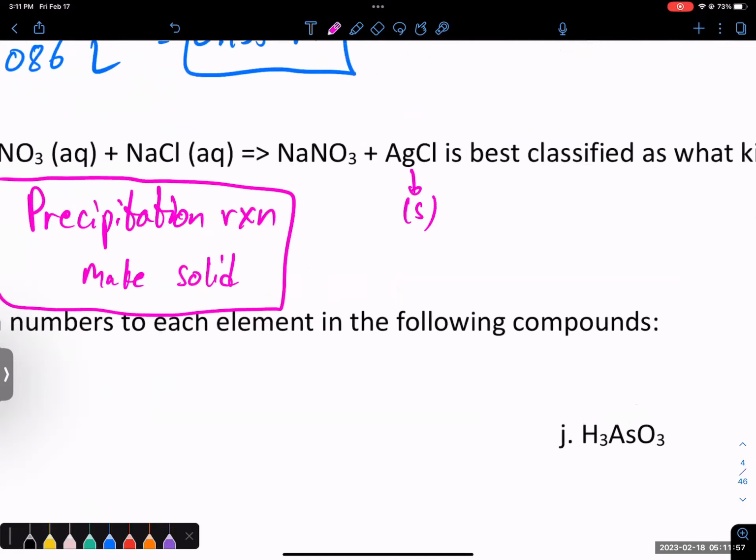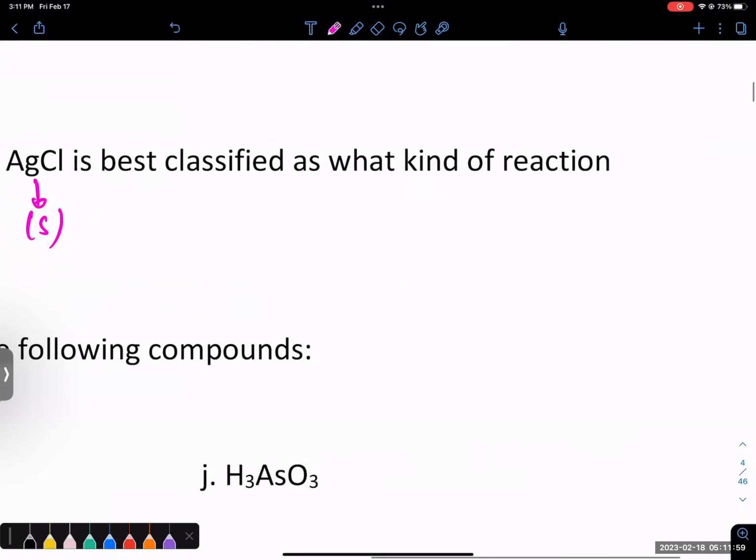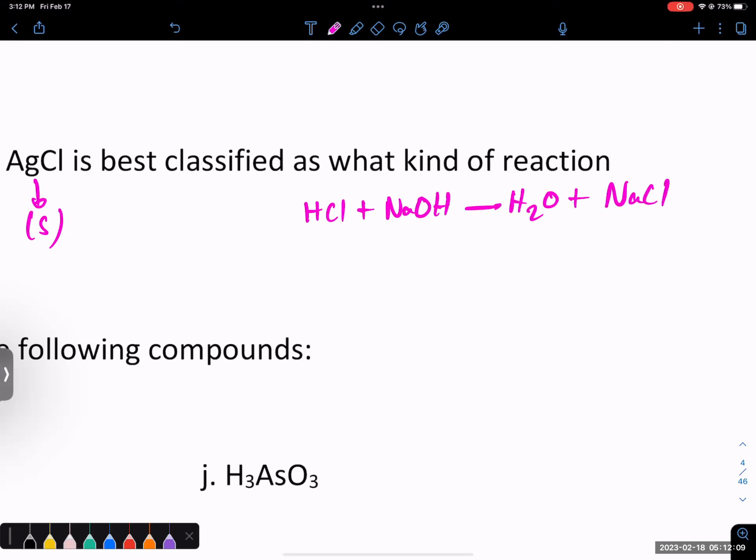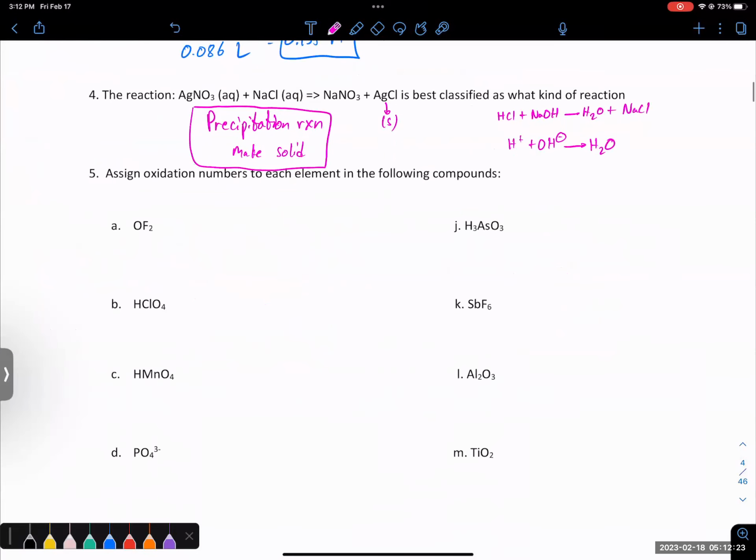You can also do them for acid-base reactions, by the way. Let's do this. HCl plus NaOH makes H2O and NaCl. What is the net ionic equation for this reaction? H plus OH. Exactly. That's the case for any strong acid, strong base reaction. H plus OH minus makes H2O.